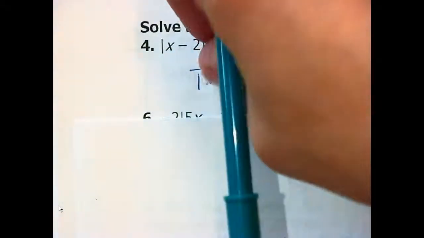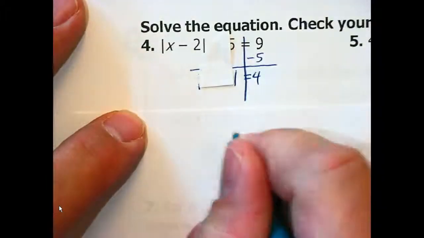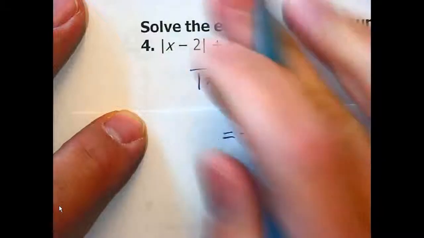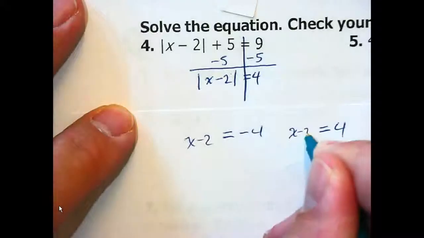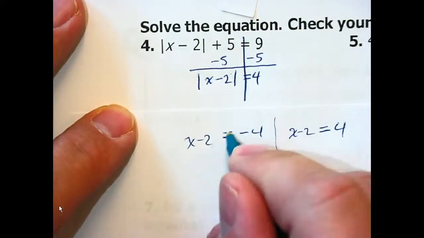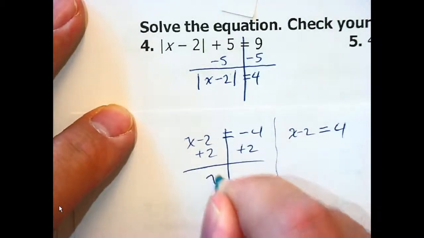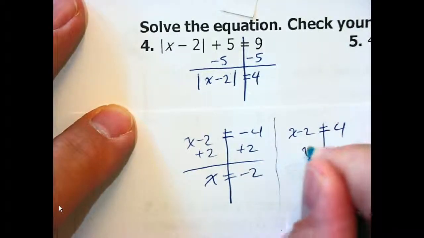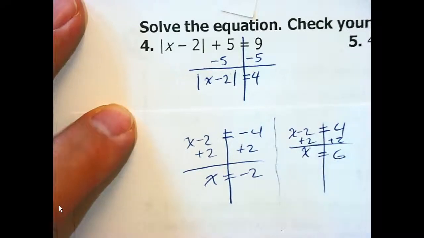But look, you're saying what two numbers are 4 units from 0? 4 and negative 4. So really your answer could be negative 4, or your answer could be 4, and then you say, well, that thing has to be out here. x minus 2 has to be negative 4, and x minus 2 has to be 4. Those are my two possibilities. Here, x equals 6. Okay, how many got 6 and negative 2?